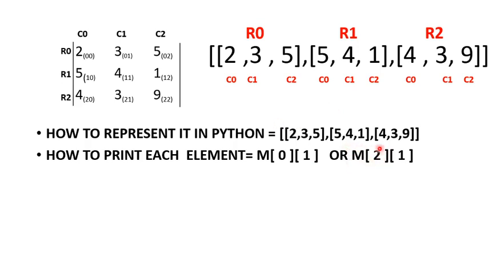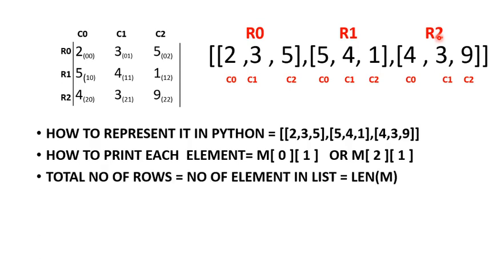If you want to know what M[2][1] will print: the first value will represent the row. The rows are 0, 1, 2, so here it comes to row 2, and then column 1. Column 1 means this, it will print the value 3. Okay, so this is how we can work with a 2D list.